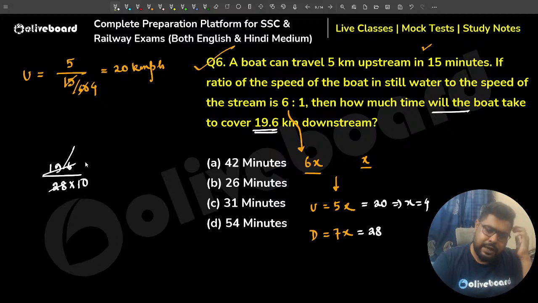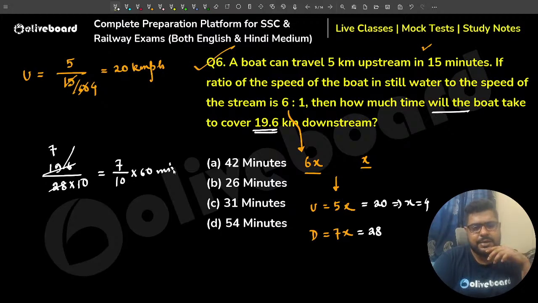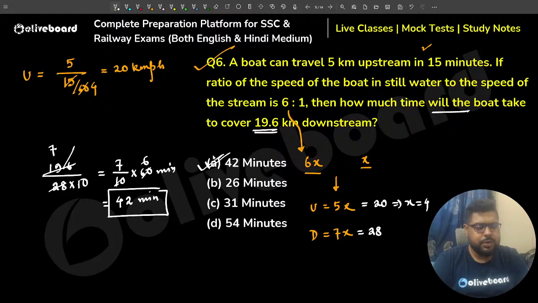So 14 squared is this, so 28 into 7 is this. So 7 by 10 hours. In minutes, sir, into 60. So 6 sevens are 42 minutes. That will be your correct answer, which is option number A, sir. 100% that's your correct answer.